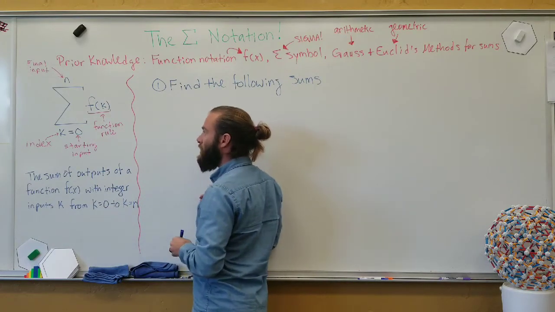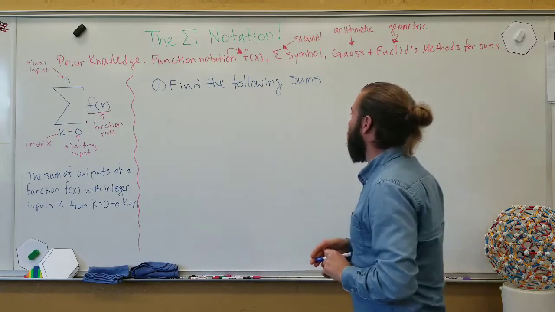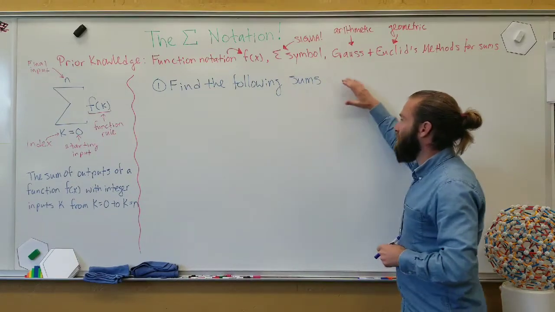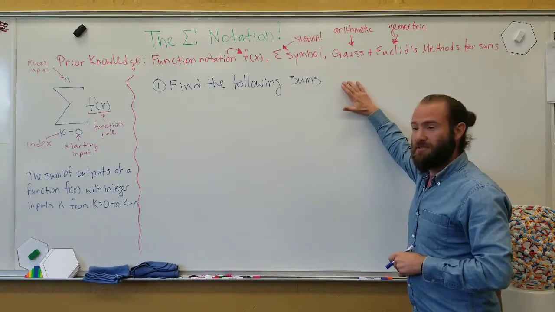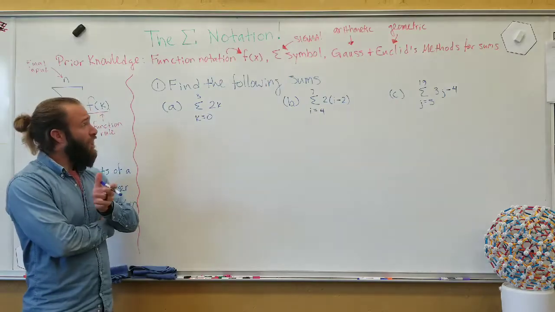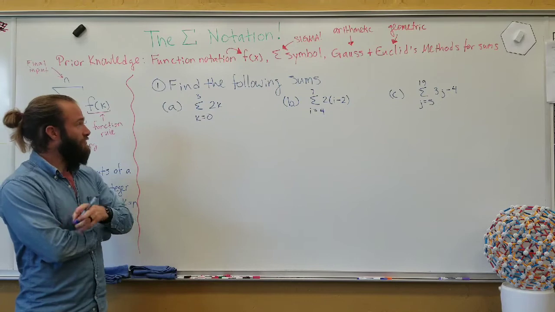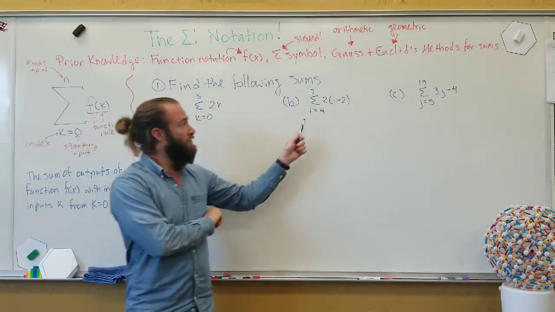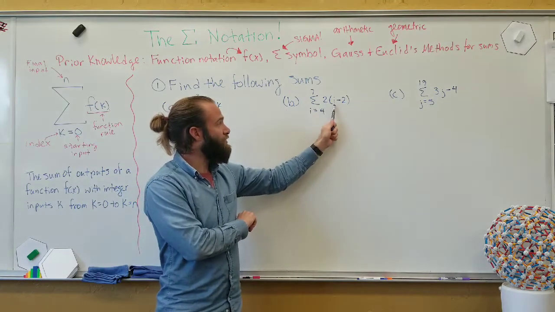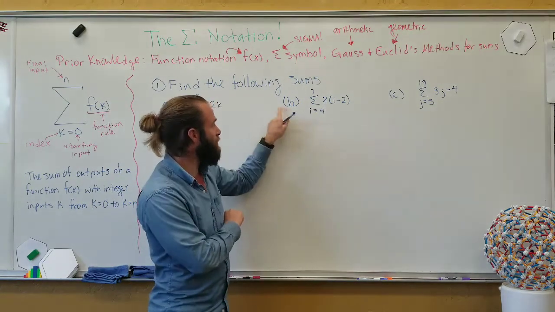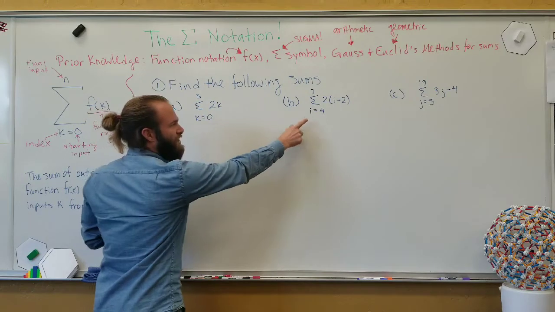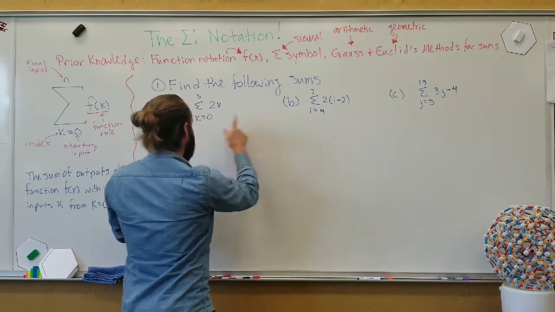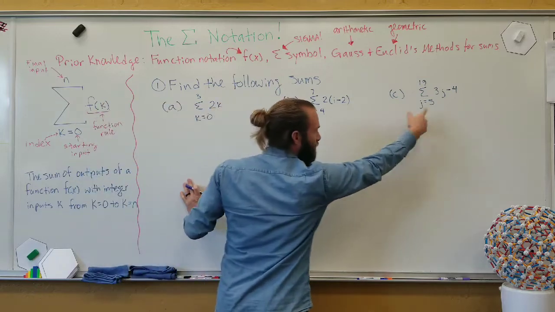Okay, so let's jump in right away with an example, and we'll want to find the following sums. So here are our 3 examples. Okay, the sum from 0 to 3 of 2k, the sum from 4 to 7 of 2 times i minus 2, and you'll notice I'm using a different index here, and this i doesn't mean the same as the imaginary number i, it's just the index again. So k, i, j, whatever.